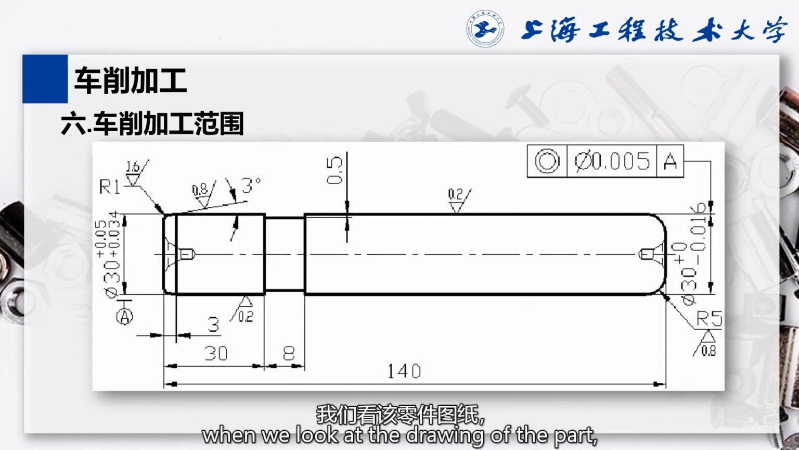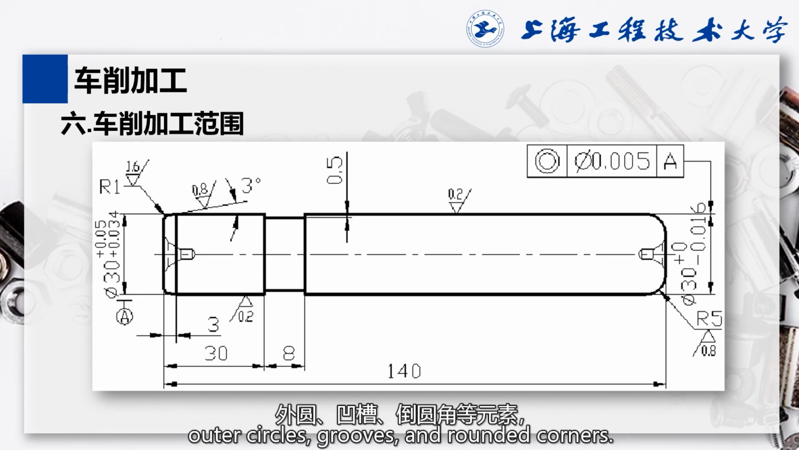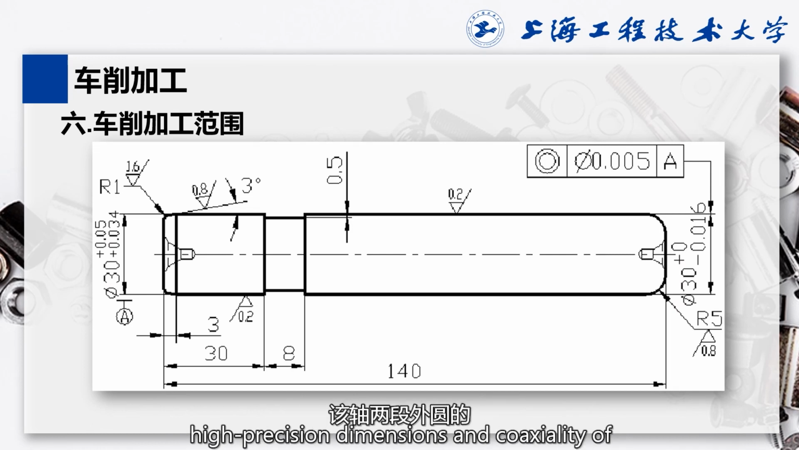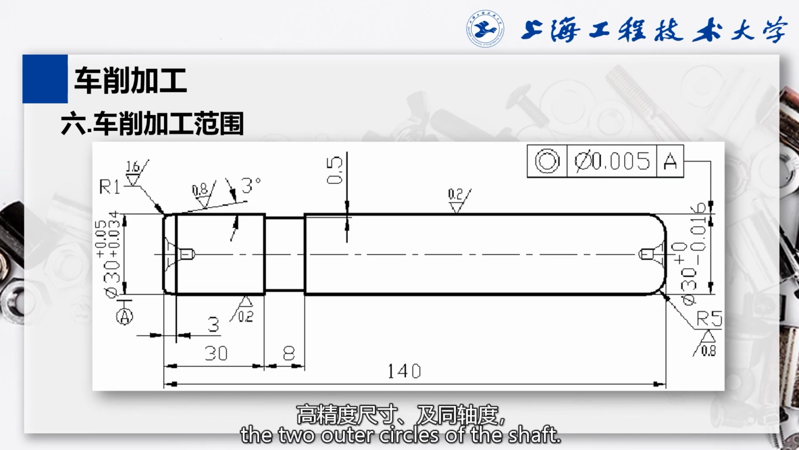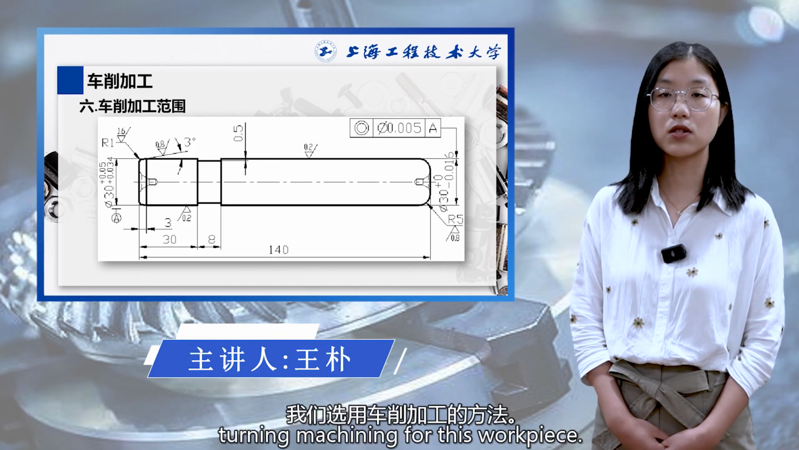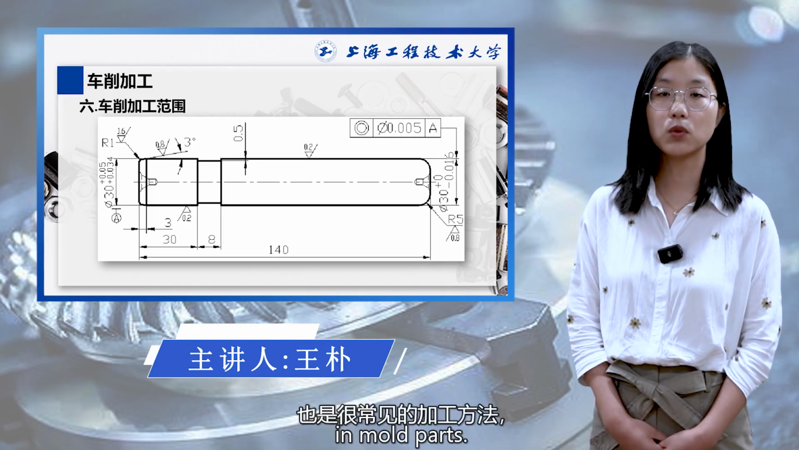When we look at the drawing of the part, it is a mold guide column part. The workpiece has elements such as outer circles, grooves, and rounded corners. The guide column part needs to ensure high precision dimensions and coaxiality of the two outer circles of the shaft. Therefore, we choose the method of turning machining for this workpiece. Turning is also a common machining method in mold parts.